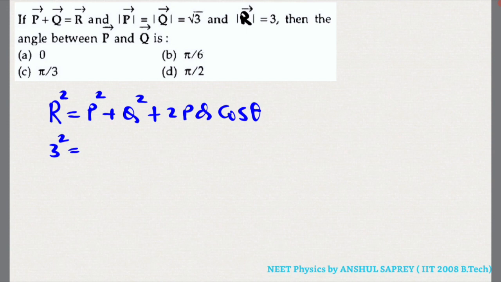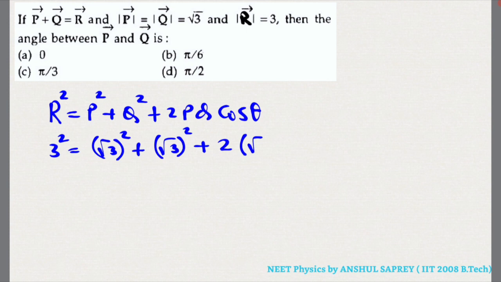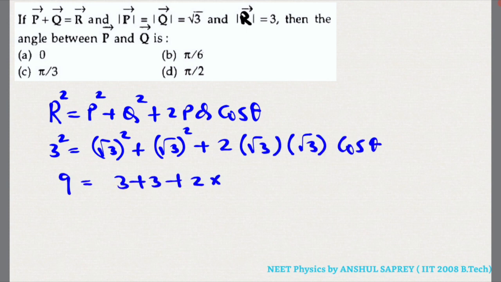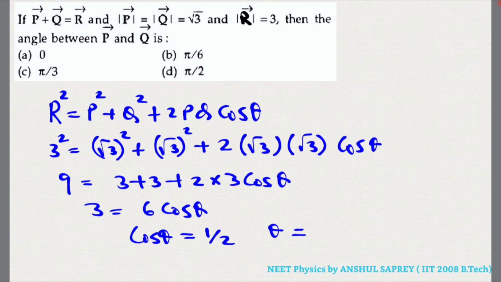3 square is equal to root 3 square plus root 3 square plus 2 into root 3 into root 3 into cos theta. So 9 is equal to 3 plus 3 plus 2 into 3 cos theta, or 3 is equal to 6 cos theta. So cos theta is equal to 1 by 2. So theta is equal to 60 degree or pi by 3 radian. Correct answer is C. Next question.